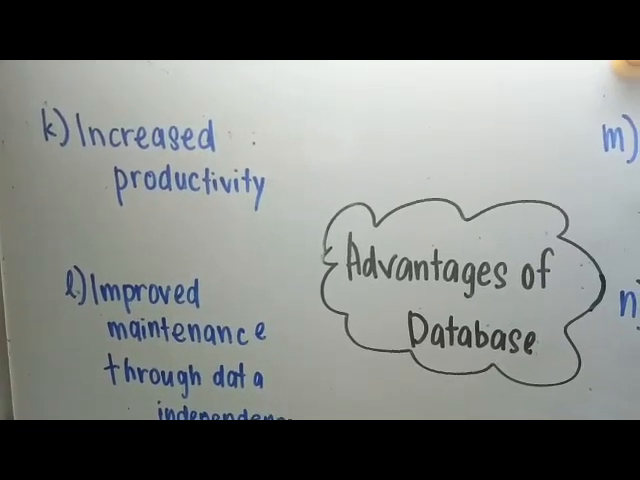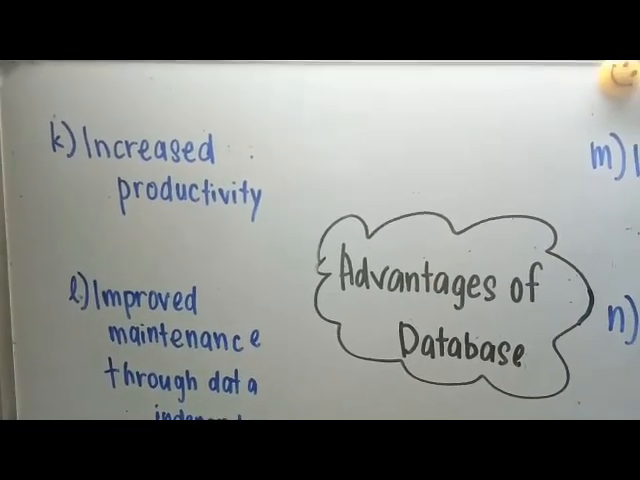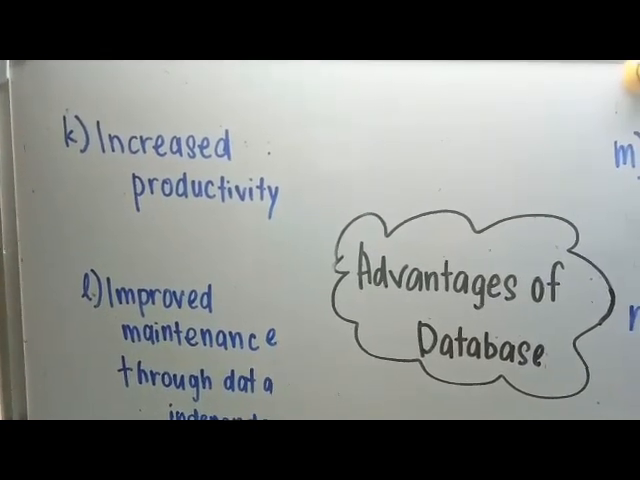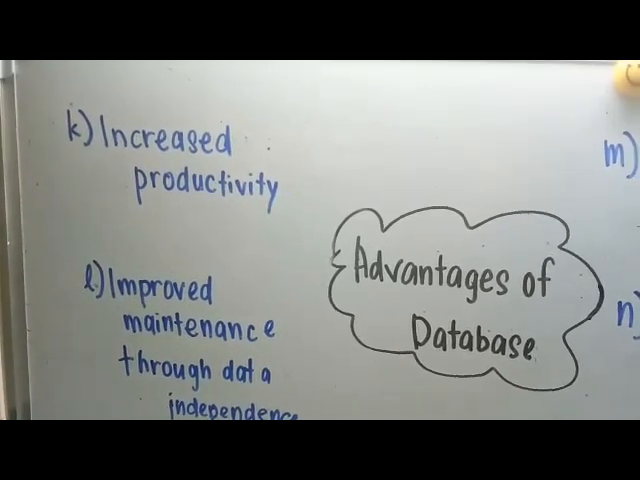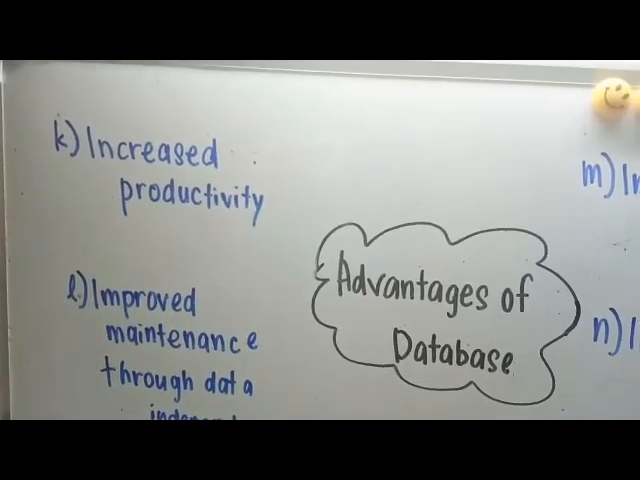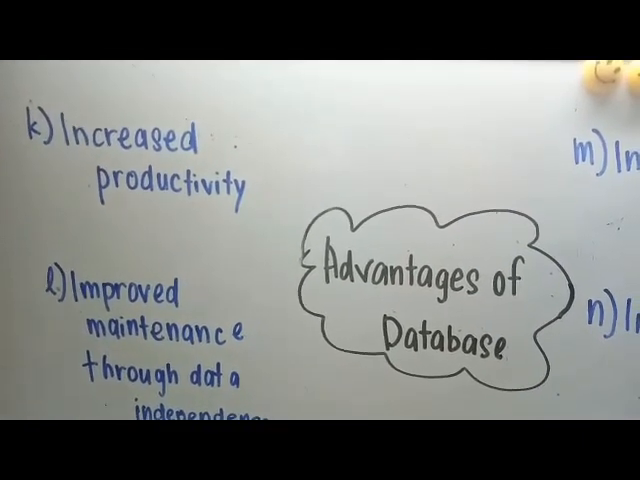And then improved maintenance through data independence. Unlike file-based systems, the database separates the data description from the application, thereby making applications immune to changes in the data description. This is known as data independence and it simplifies database maintenance.